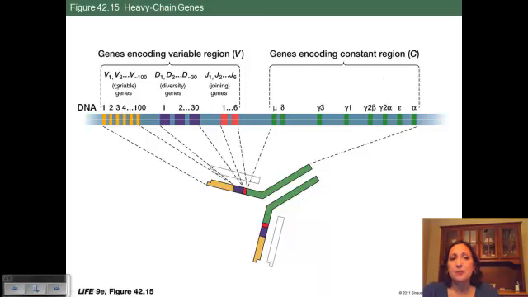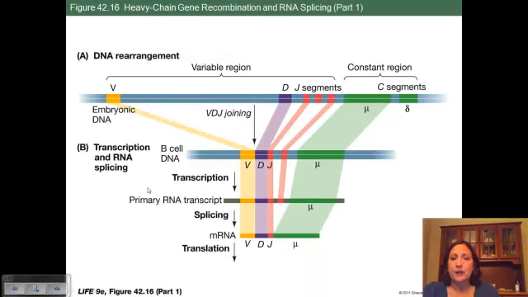So what happens is one V, one D, and one J get randomly put together. So one of these 1 through 100s, one of these 1 through 30s, one of these 1 through 6s spliced together along with this constant region. And that's what gives you that variability, which is so important. And this just shows you kind of how that happens.